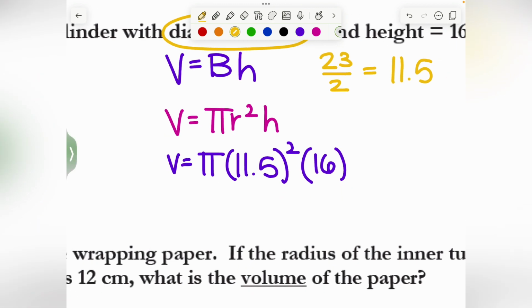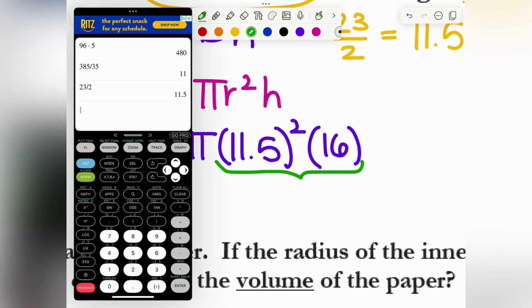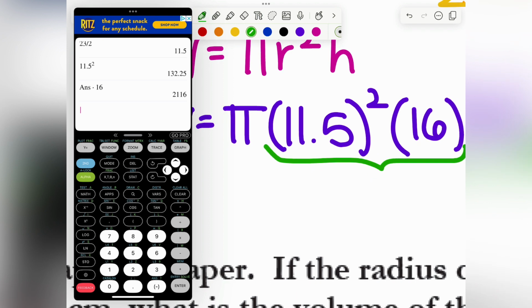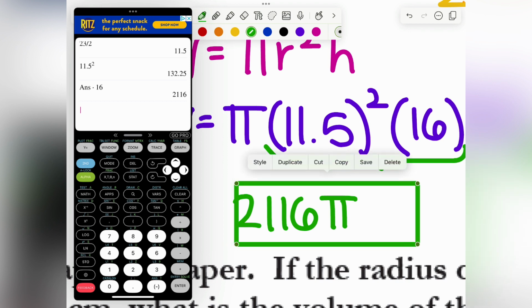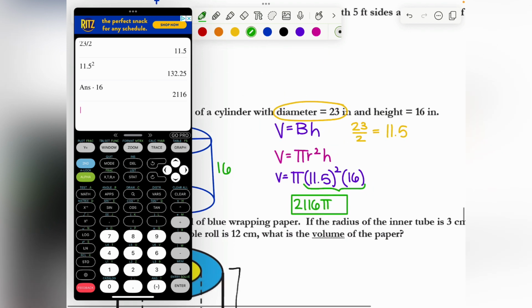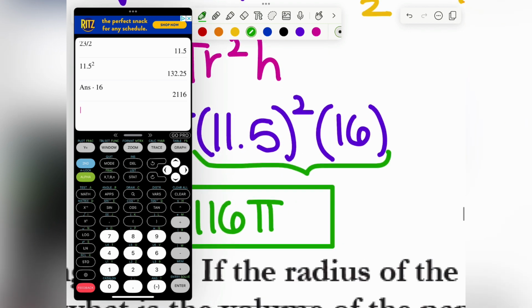Okay. So let's put this part, all the ones that don't have a pi, in the calculator. So 11.5 and then squared, and then times 16. Comes out nice. So it's 2,116 with a pi. And we're talking about inches, so inches cubed.